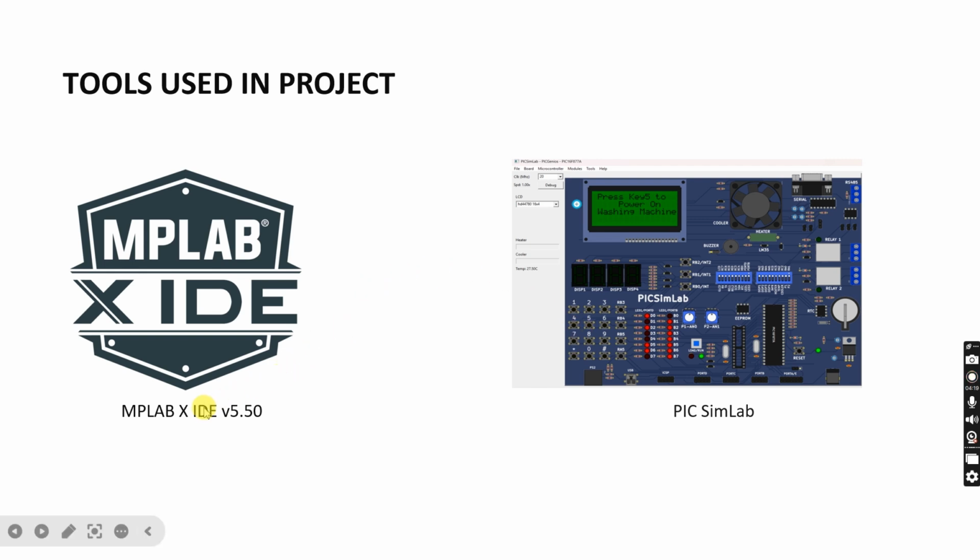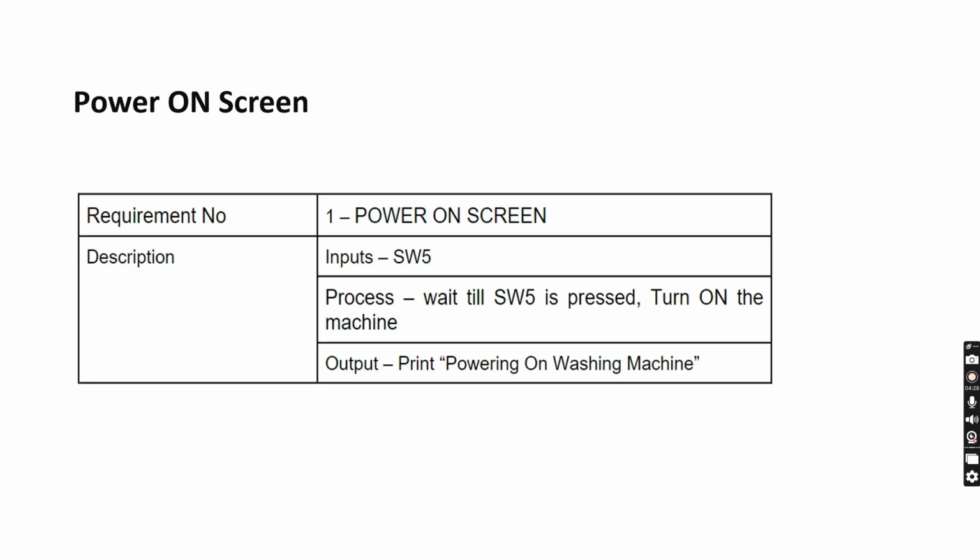These are the tools used. MPLAB X IDE for writing the code, and PICSimLab is the simulator. These are the different interface screens in the simulator. The first one is the power on screen. When the system is started, the power on screen appears. It shows a welcome message and indicates that the machine is now ready for input. Here we declare switch 5 as the initial step. When we press key 5, we get the powering on washing machine message.